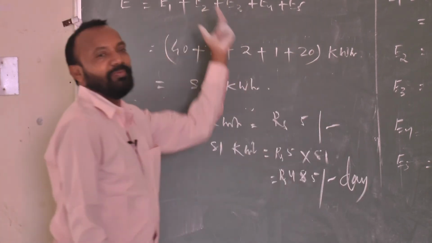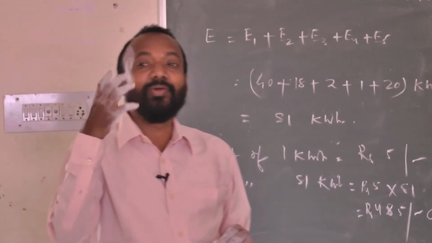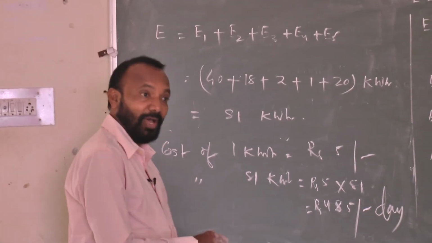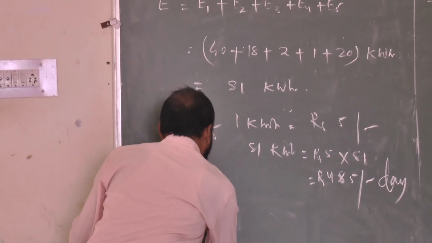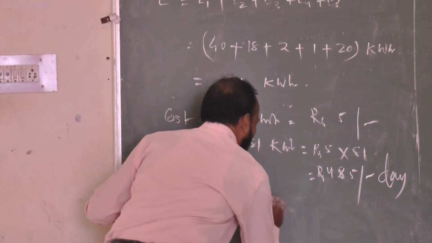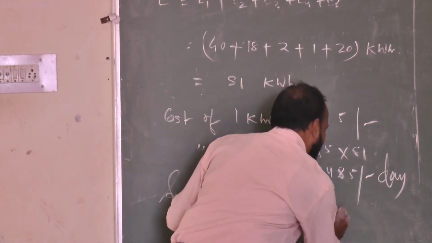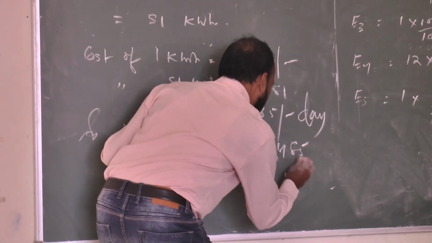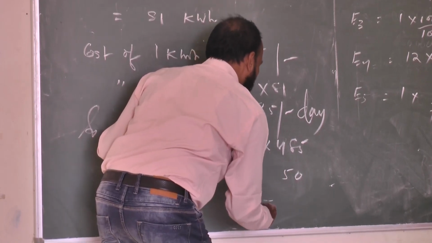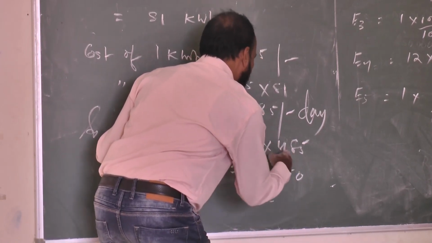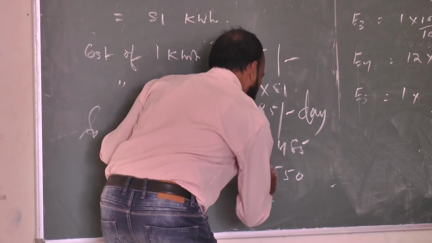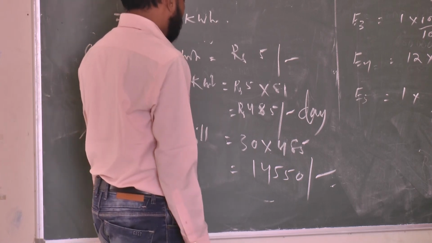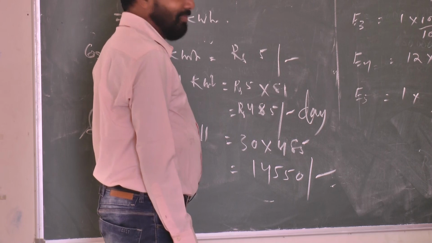Because in our calculation previously, the fan, bulb, glowing or whatever, was per day. So this is for a day. So what will the monthly bill come to? For 1 month. So monthly bill means 30 into 405. How much will come? 14,550. Arey wow. This is the monthly bill.